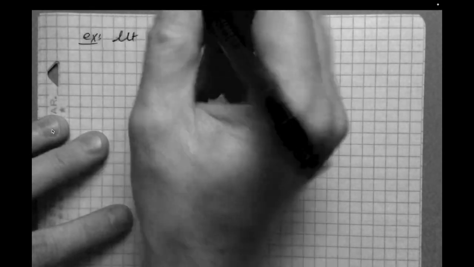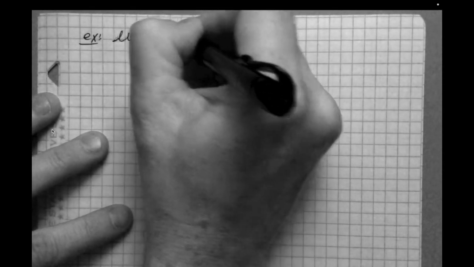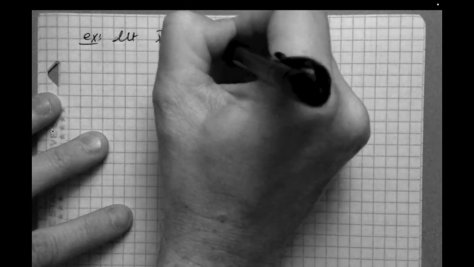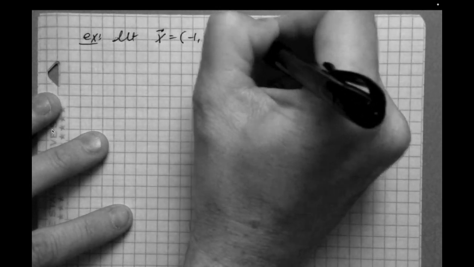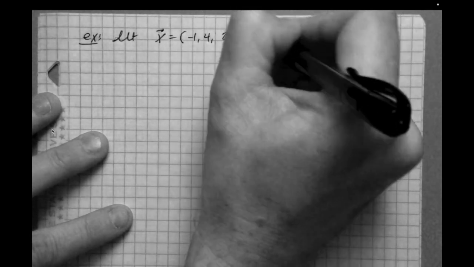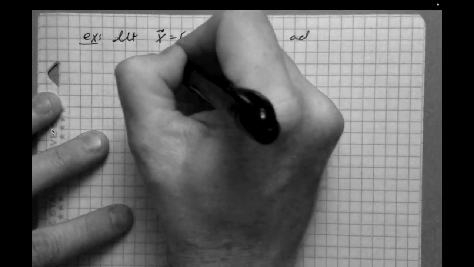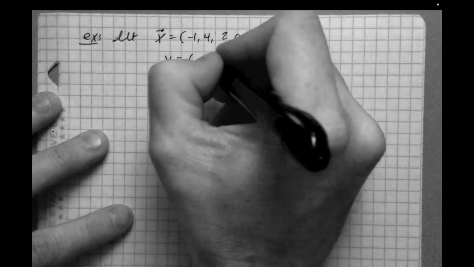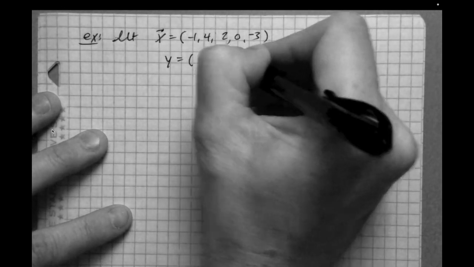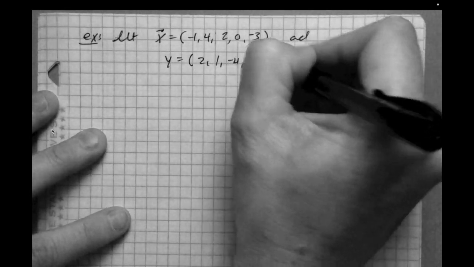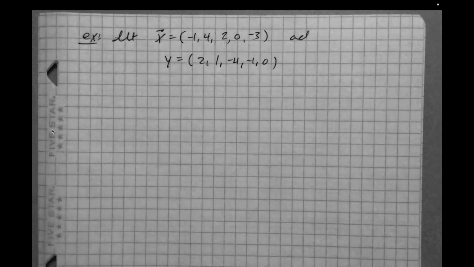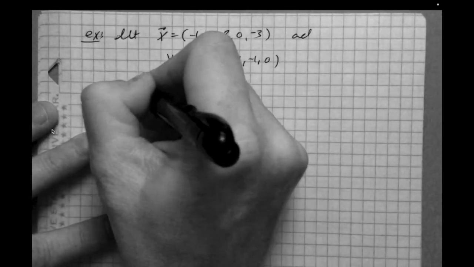Let x equal (-1, 4, 2, 0, -3), and y equal (2, 1, -4, -1, 0). What's the angle between these two vectors?